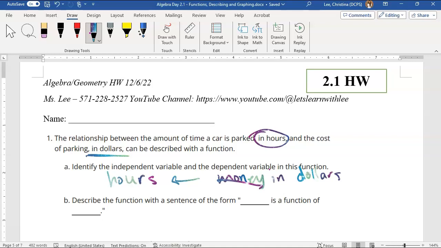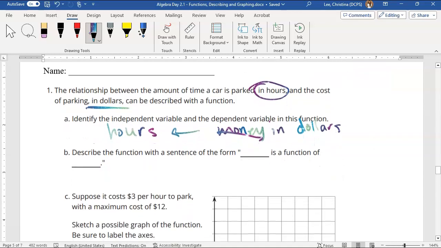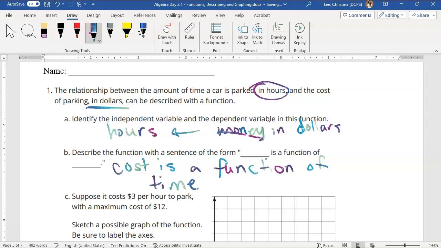Describe the function with a sentence of the form blank is a function of blank. So we're going to say cost is a function of time, because the cost will change as a result of the time. That also means the time is the input and the money in dollars is the output.